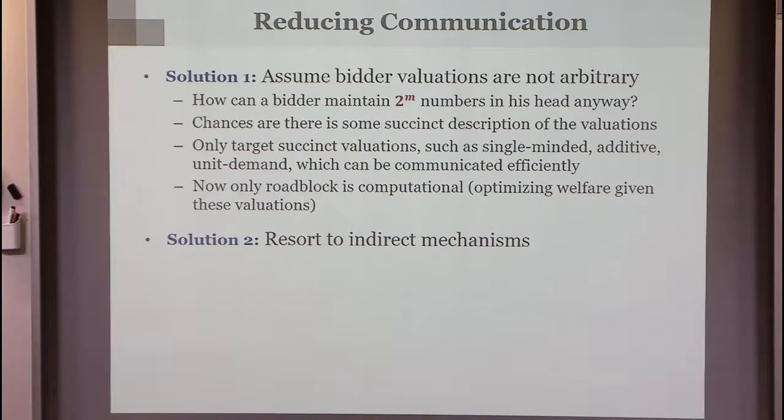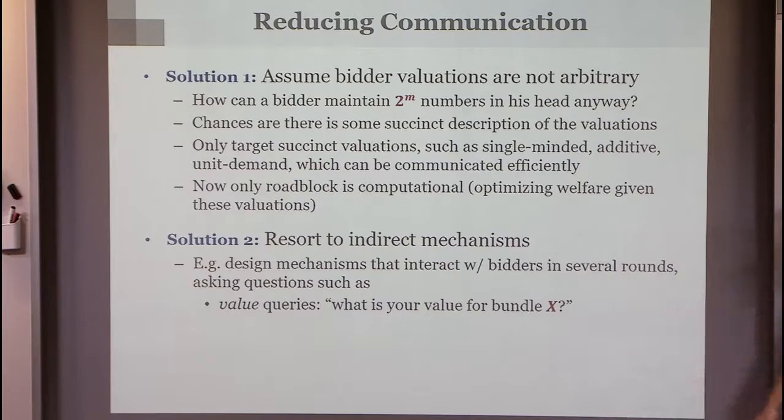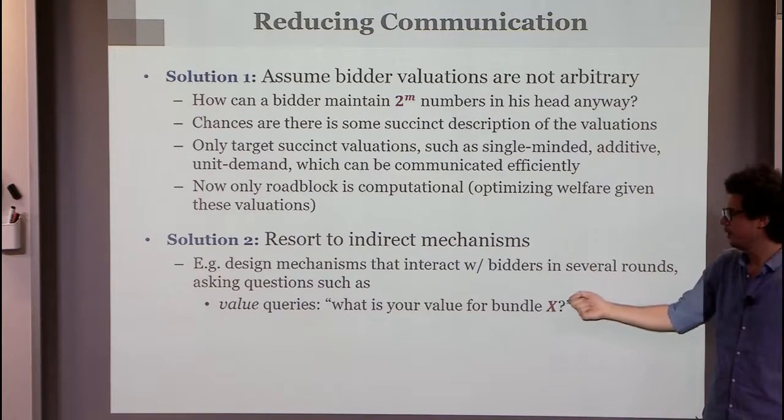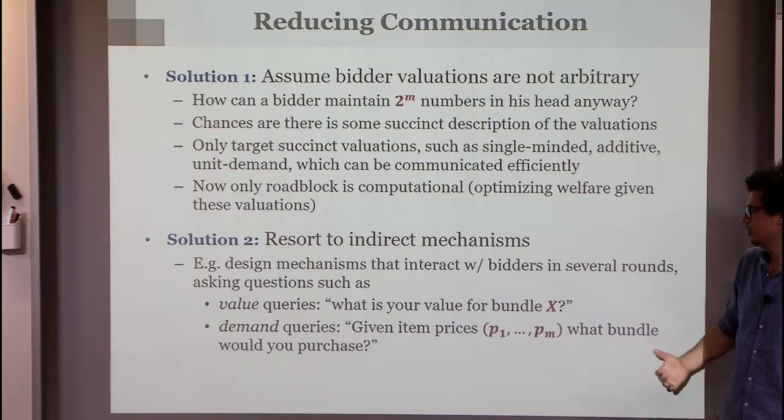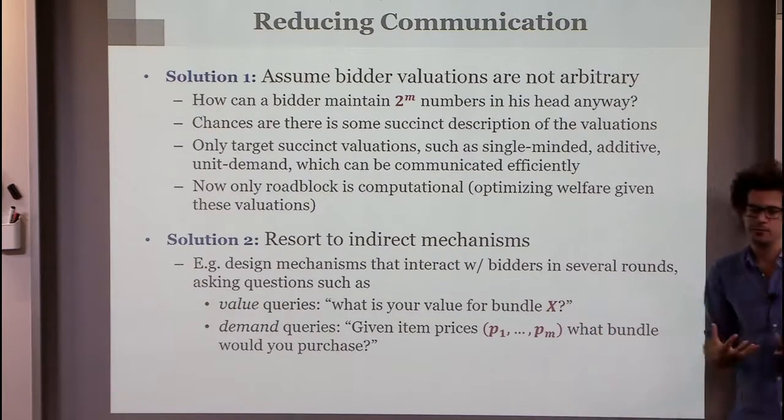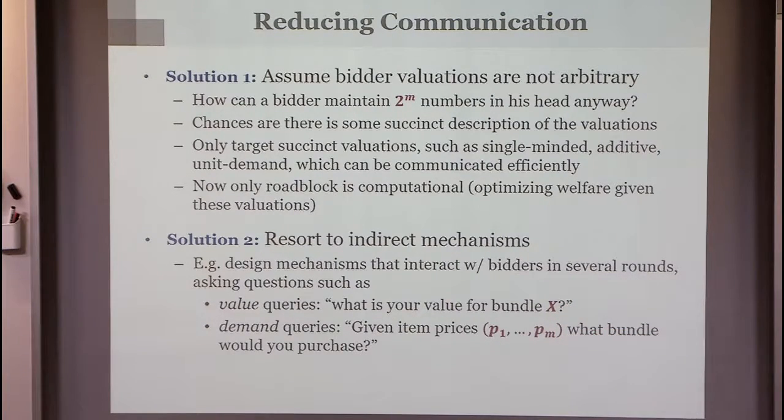The other approach to reducing the communication is to resort to indirect mechanisms. There are two standard approaches. The auctioneer, instead of asking the bidder to communicate his valuation in the first step, can interact with him, asking him queries of the form, what's your value for a particular bundle? Or, given these prices for the items, which bundle would you go after? These are the standard approaches to getting around problem one.